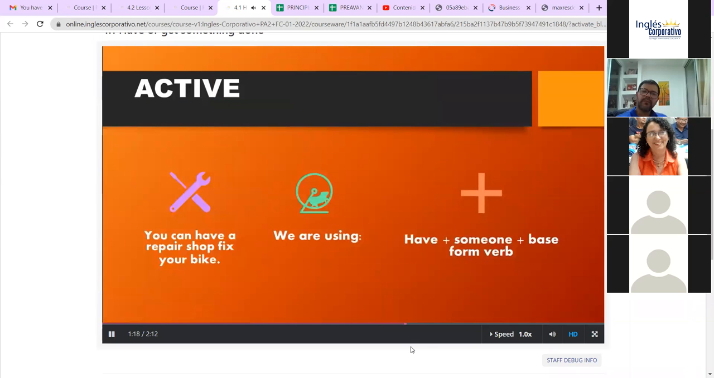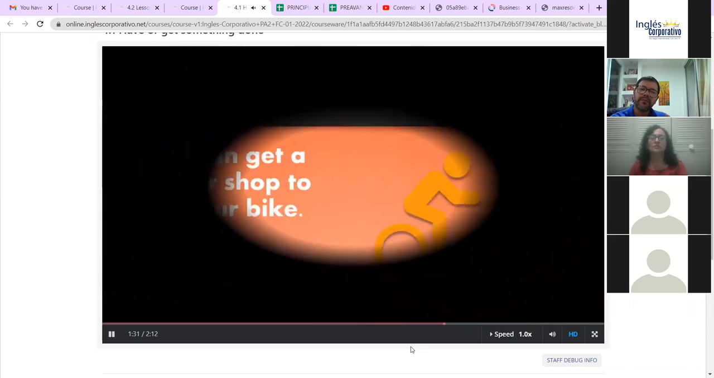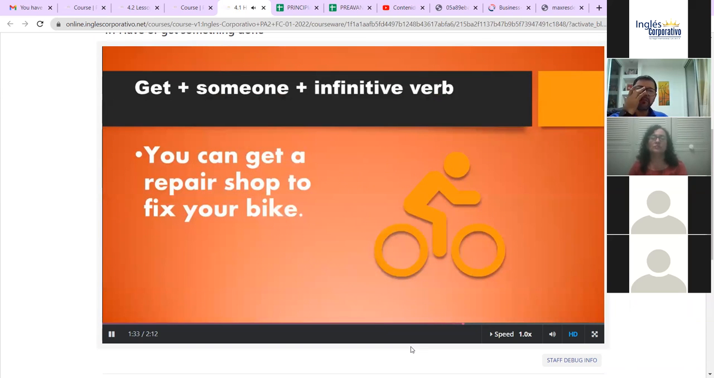As always, let's work on active first. You can have a repair shop fix your bike. We're using have plus someone plus base form of the verb. Let's type an example using get. You can get a repair shop to fix your bike. Get plus someone plus infinitive verb.